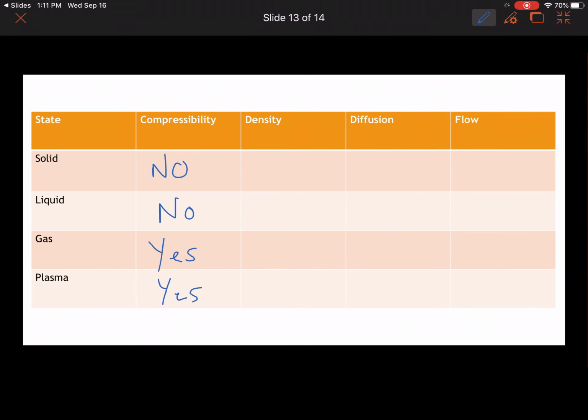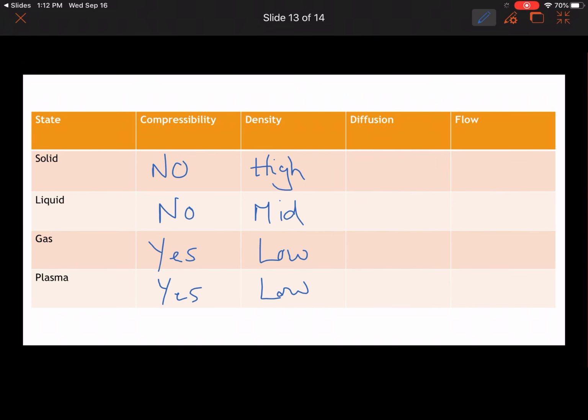Now, density. Remember that density is mass per unit volume. So which of these, solid, liquid, or gas, is going to be the most dense? Which one is going to have the most mass per volume? Hopefully you came to solids here. So this is going to be a high density for a solid. Liquid is still pretty high, but I'm going to put mid. Gas would have a very low density. Gas particles don't really like each other. They want to get away from each other.